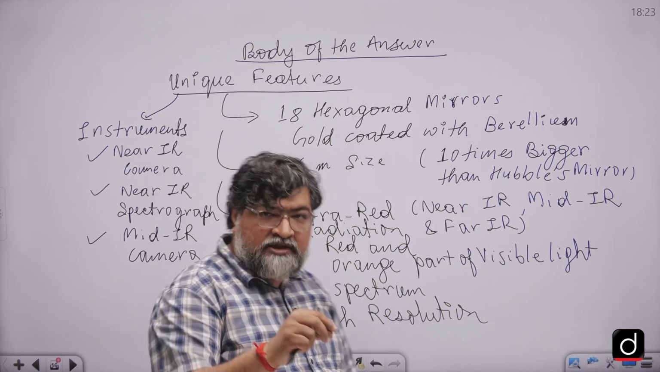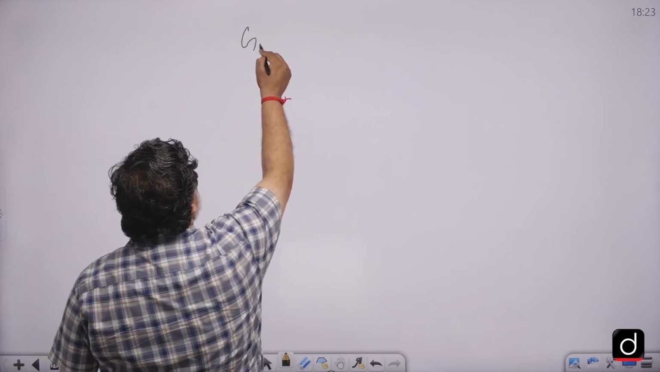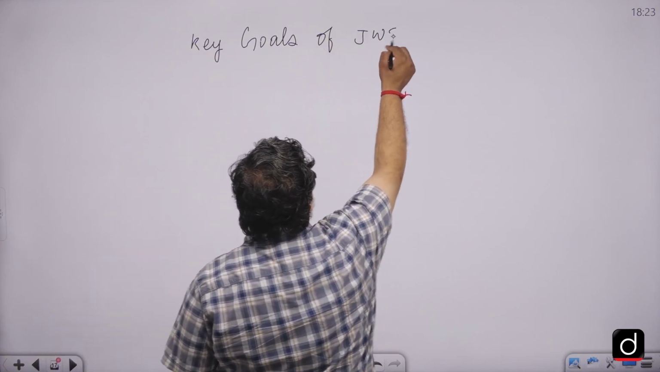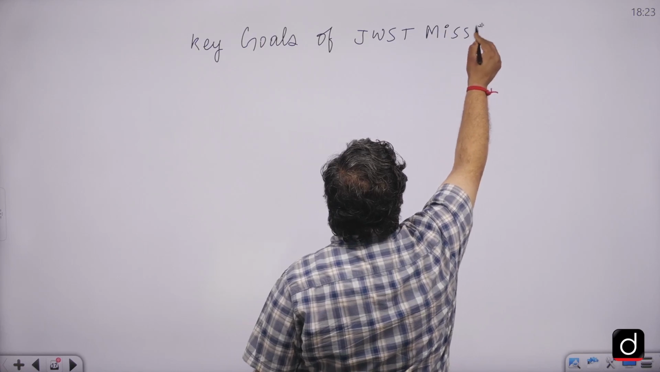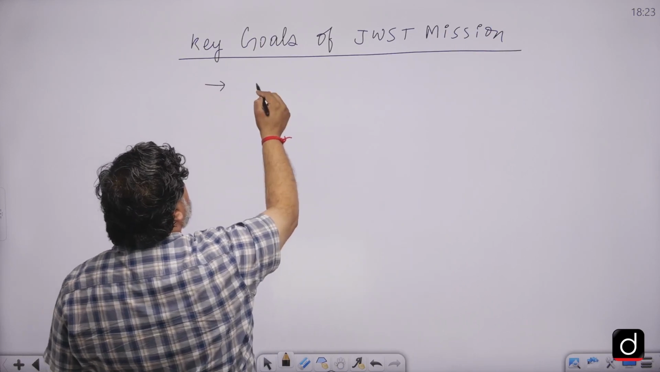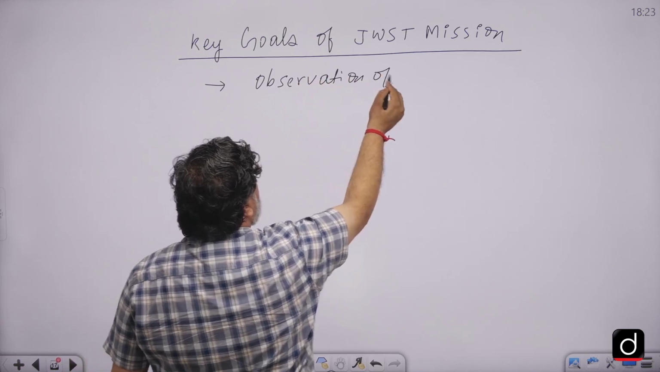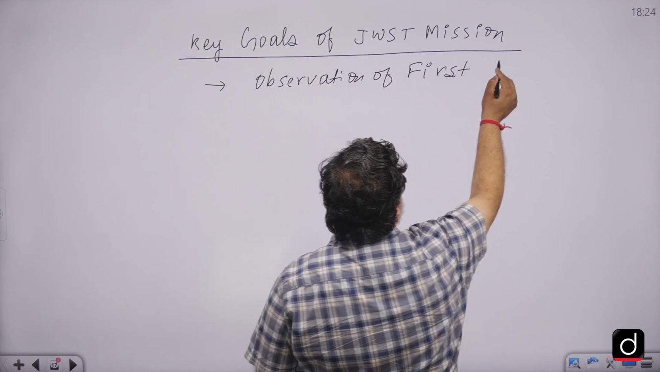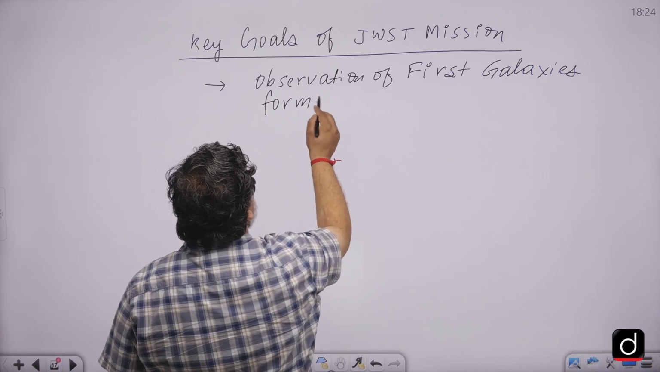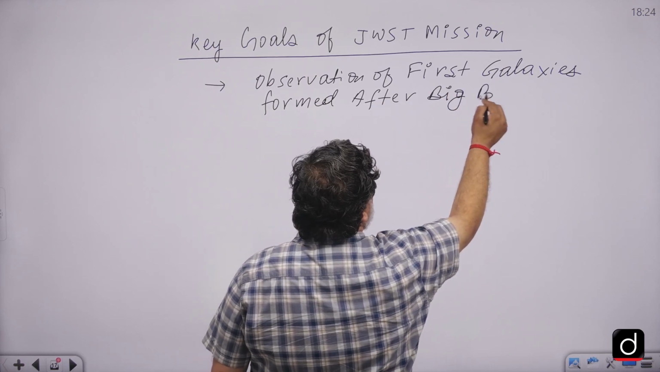Now the next part of the answer can be the goals of the mission, the key and important goals of the JWST mission. It can go back in time. So first is the observation of the first galaxies, the first galaxies that formed after the Big Bang. It can collect all this data.